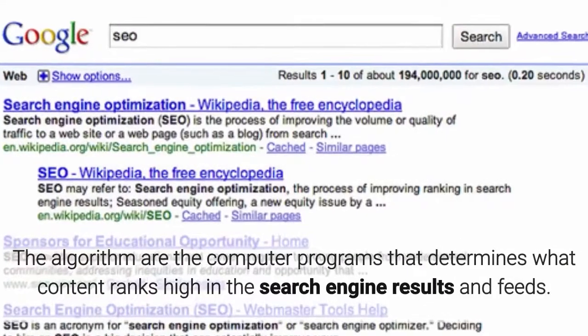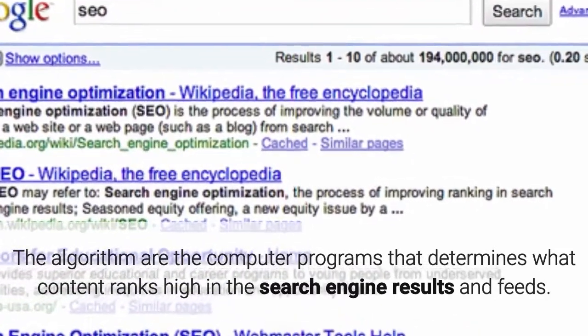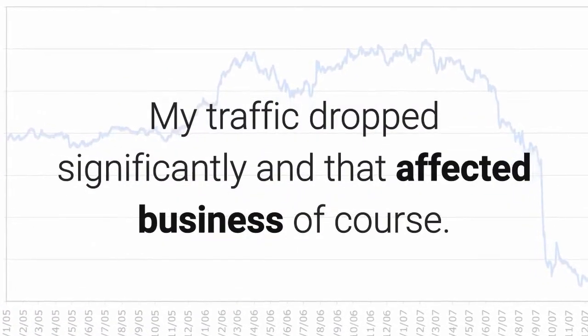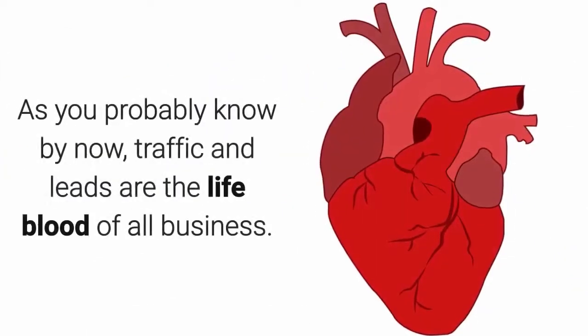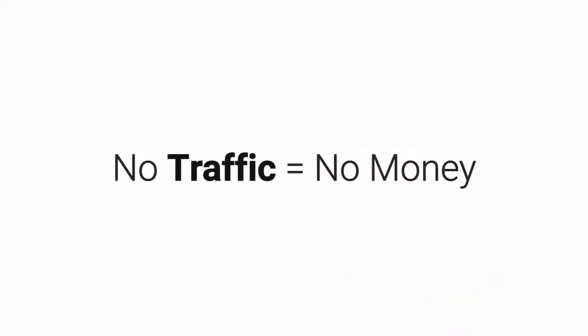The algorithm is the computer program that determines what content ranks high in the search engine results and feeds. My traffic dropped significantly, and that affected business, of course. As you probably know by now, traffic and leads are the lifeblood of any business, all businesses. So no traffic equals no money.